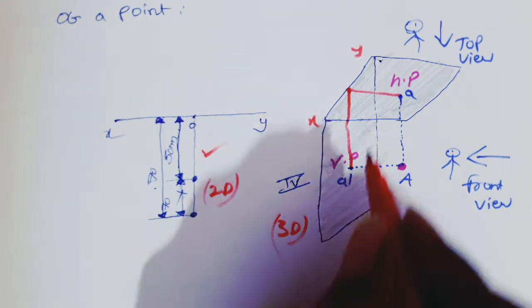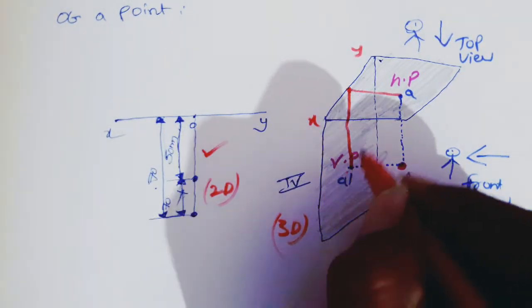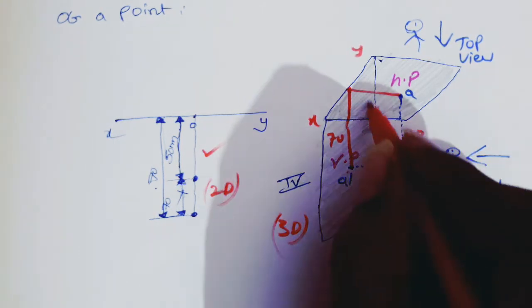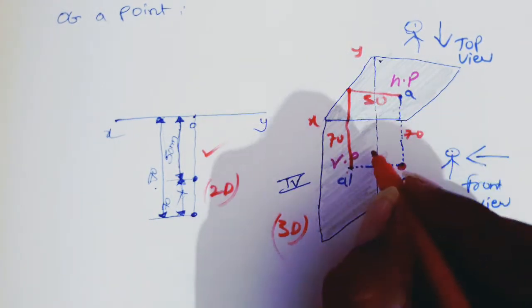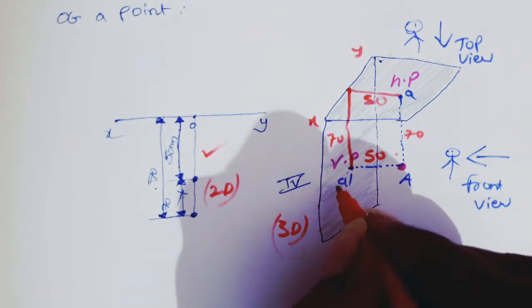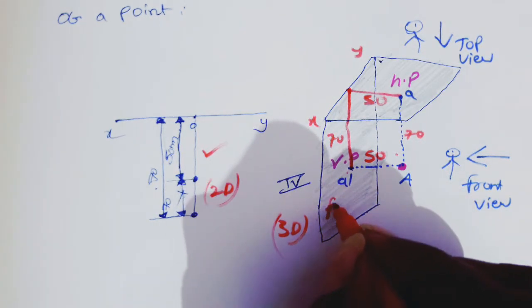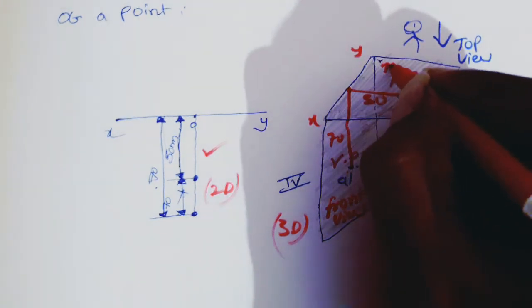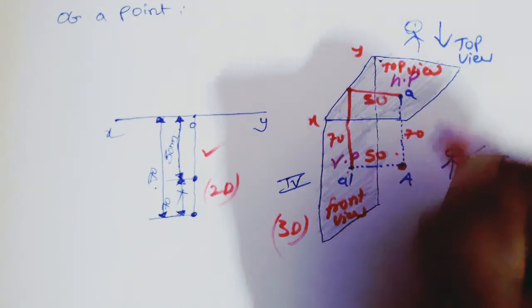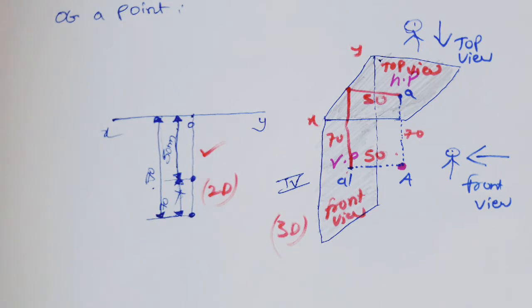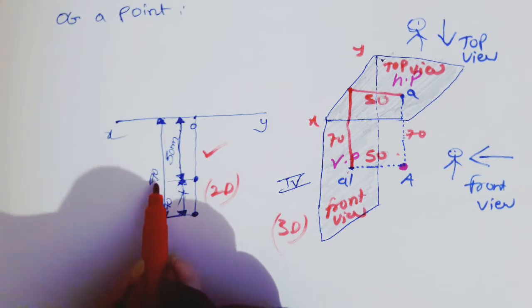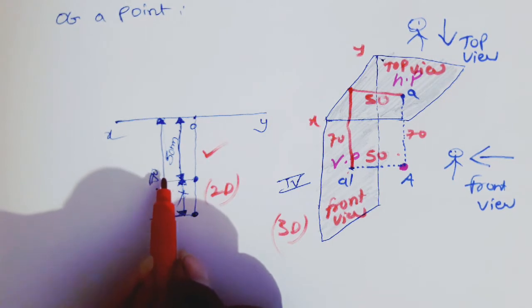So what is this distance from XY? This distance is 70 mm, so it will also become 70. This is 50 mm, this is also 50. Nothing but this is the front view, this is the top view. Front view, top view. The same you will get in 2D in this way.